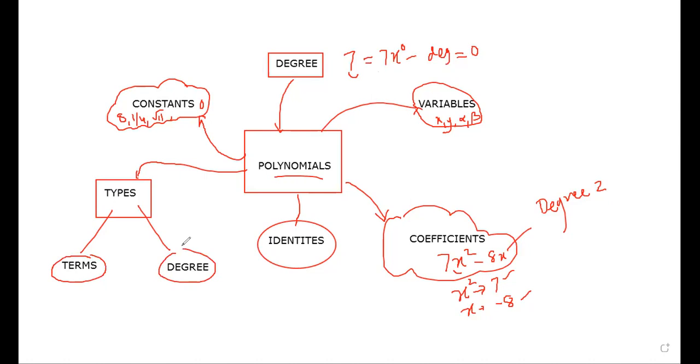Sir, zeros of a polynomial also come. That is another thing. So I'm writing here zero of a polynomial. Sir, remainder theorem also. Good. Remainder theorem is also there. So that we'll discuss after defining terms and all.